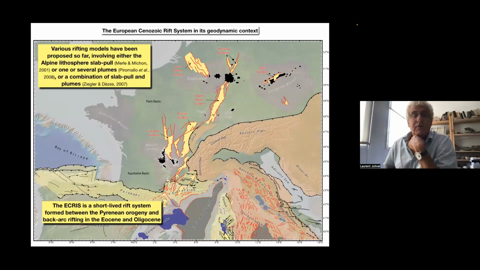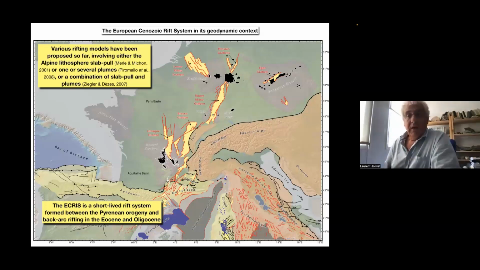So there were various rifting models proposed on this prominent feature of Western Europe. Involving either just the alpine slab pull, paper by Merle, Michon, and others, plumes, one or several plumes, papers by Piromallo and others, for instance, or a combination of slab pull and plumes, for instance, the papers by Ziegler and Dèzes in 2007.